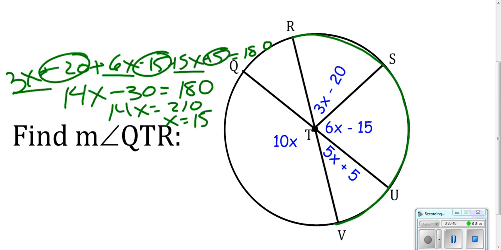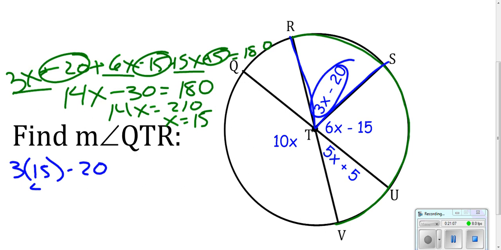Okay, so that doesn't give me an arc length, it gives me an x, and now I can just plug things back in for what I'm looking for. So first I'm going to look for RTS, which is off my screen, but that's up there. So RTS, I'm going to highlight, angle RTS, yep, right here. So I'm going to use this, 3x minus 20. So for RTS, it's 3 times 15 minus 20. 3 times 15 is 45, minus 20 is 25. So RTS itself is 25 degrees. And then if I was asked to find the measure of arc RS, it's also 25 because RTS is the central angle.